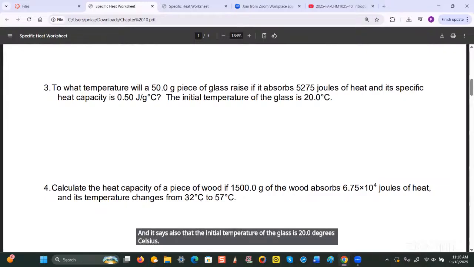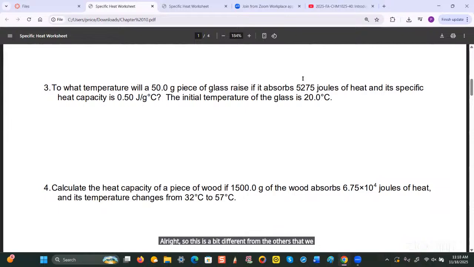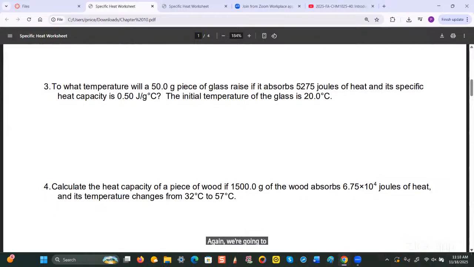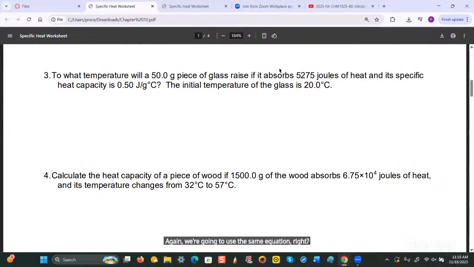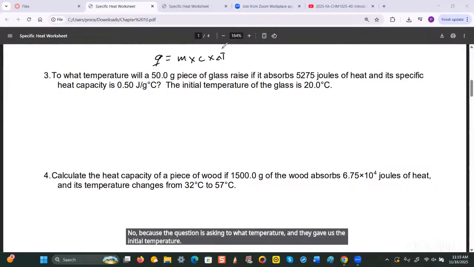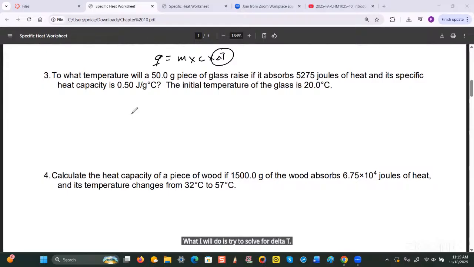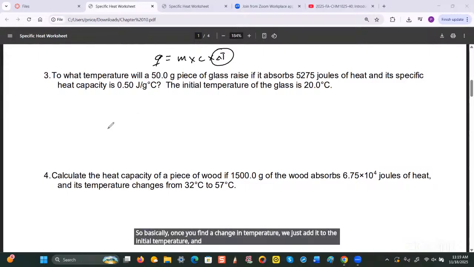All right, so this is a bit different from the others that we have just looked at. Again, we're going to use the same equation, right? So the equation we're going to use here is Q is equal to M times C times delta T, right? Now, because the question is asking to what temperature, and they gave us the initial temperature, what I would do is try to solve for delta T, because delta T would give us a change in temperature, right? So basically, once we find a change in temperature, we just add it to the initial temperature, and that would give us what the question is asking for.